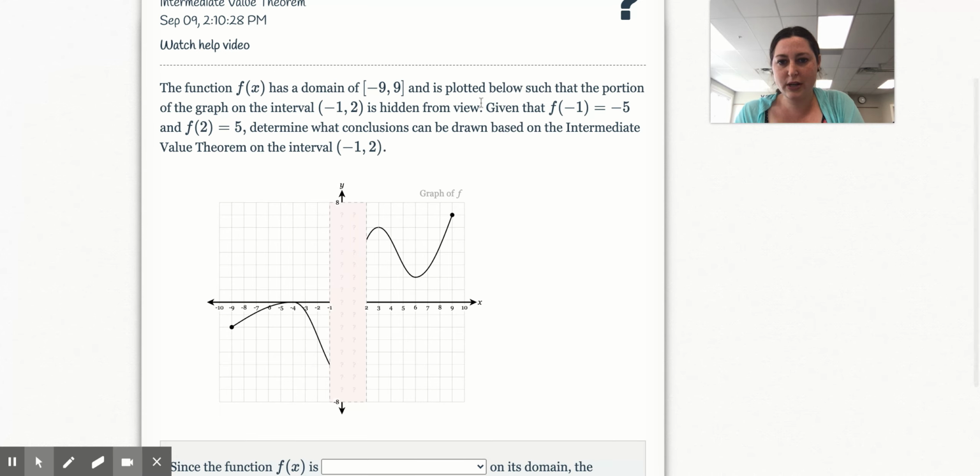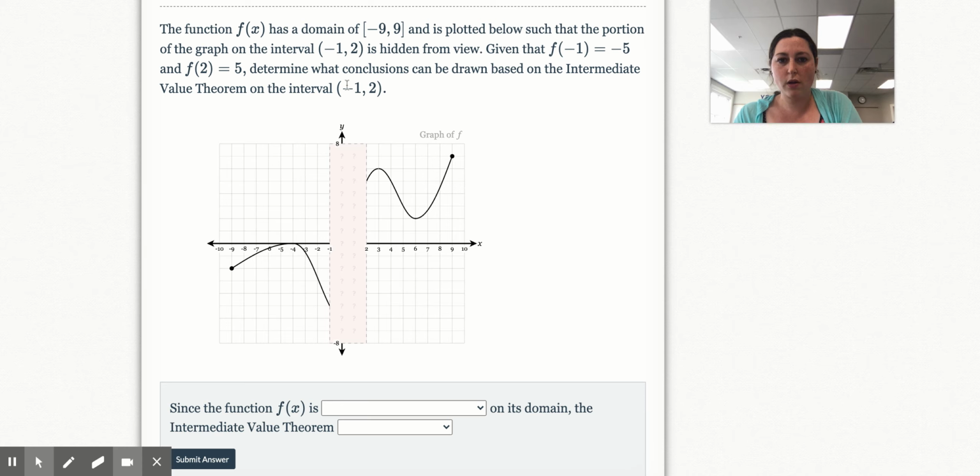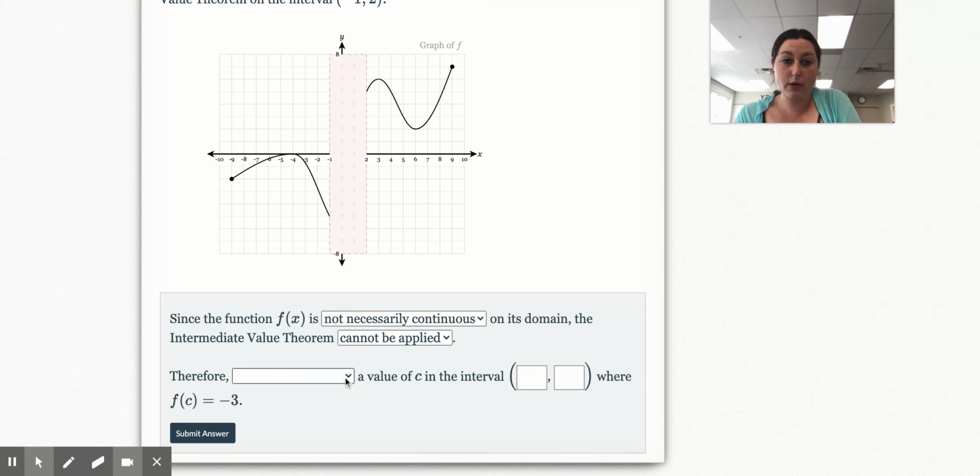Okay, so this function has a domain, it's plotted, a portion is hidden, etc. They give us f of 1 is -5 and f of 2 is 5. What conclusions can be drawn? Well, they never state that it's continuous, so it's not necessarily continuous. Therefore, the intermediate value theorem cannot be applied. Therefore, there may exist, may not exist.